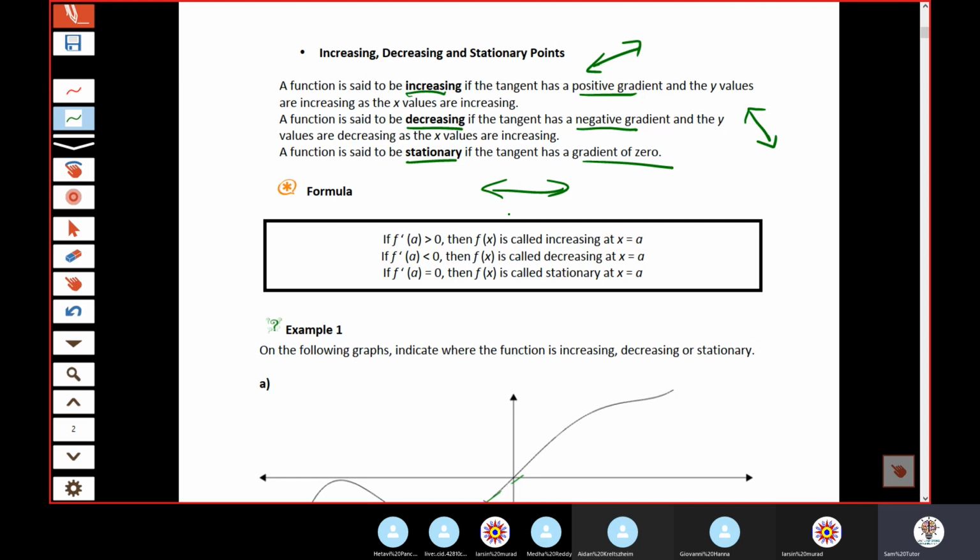Does that make sense? In other words, this is what you really need to know. Y dash, which is your first derivative, if it's greater than 0, it is increasing. Y dash is less than 0, decreasing. Y dash equals 0, stationary. Say it again. Y dash greater than 0, increasing. Y dash less than 0, decreasing. Y dash equals 0, stationary. Make sense? Any questions? Very important, but like I said, pretty straightforward.